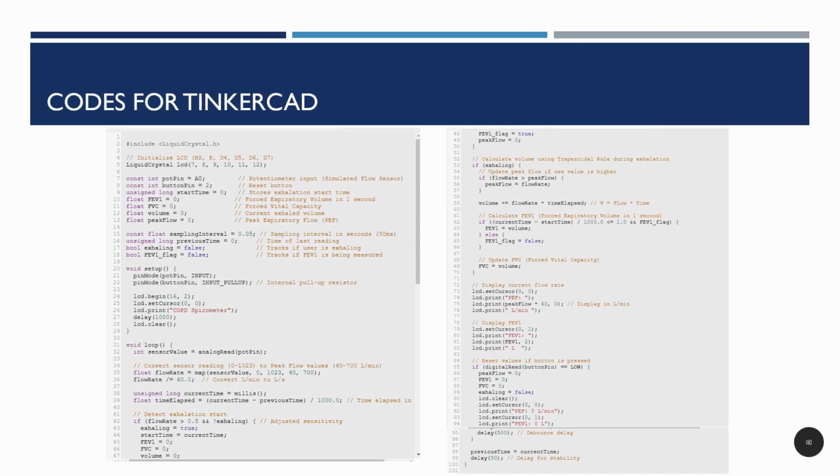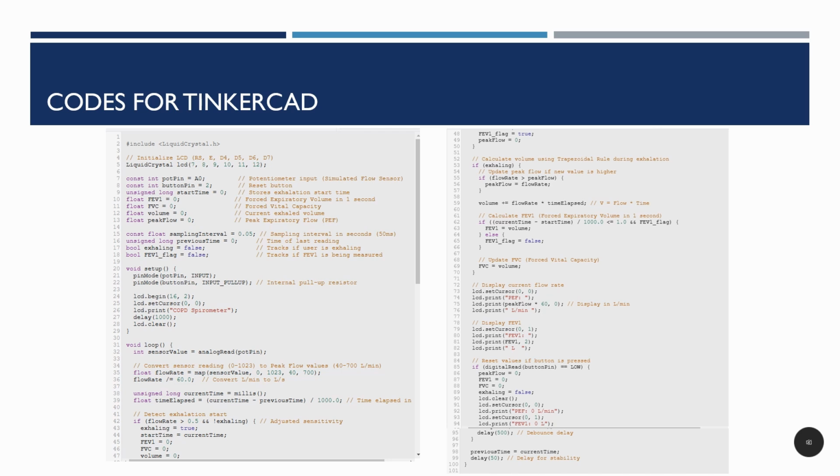The code is for a COPD spirometer designed to measure peak expiratory flow, which is PEF, and forced expiratory volume in 1 second, FEV1, using a rotary potentiometer as a simulated airflow sensor in Tinkercad. First, I initialize the LCD display and the input pins for the potentiometer and reset button. The potentiometer's value is read and mapped to a flow rate in liters per second. The flow rate is then used to calculate volume and peak flow during exhalation.